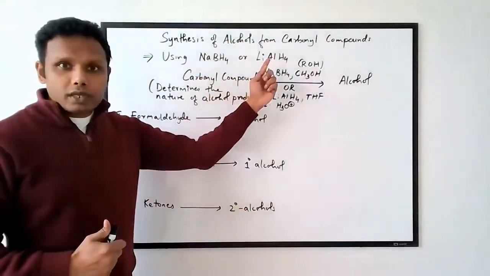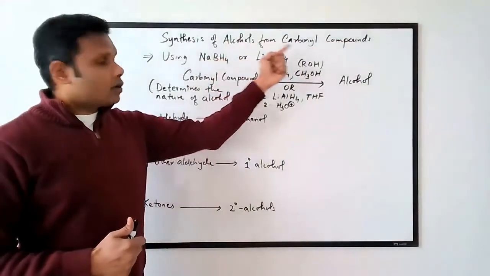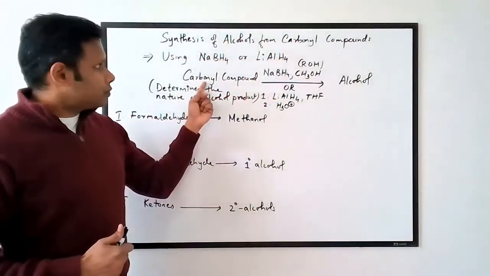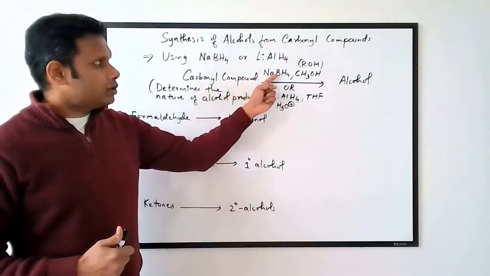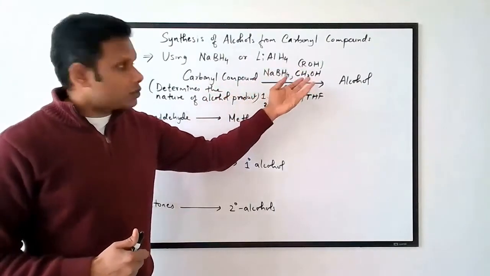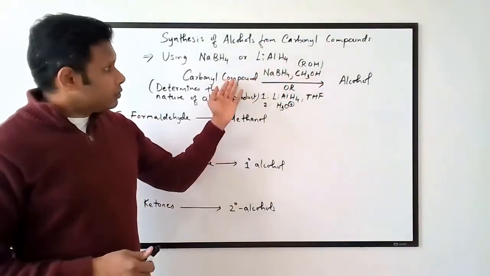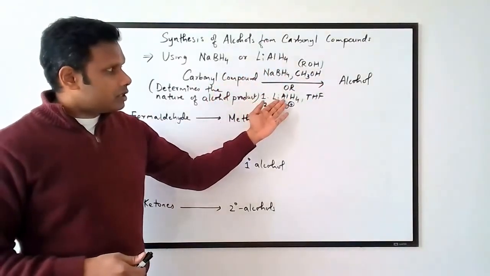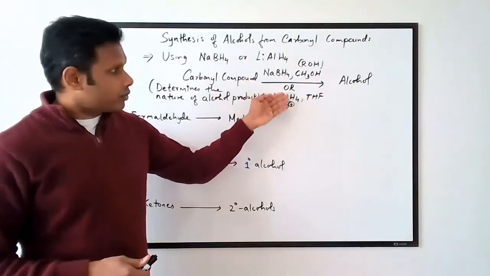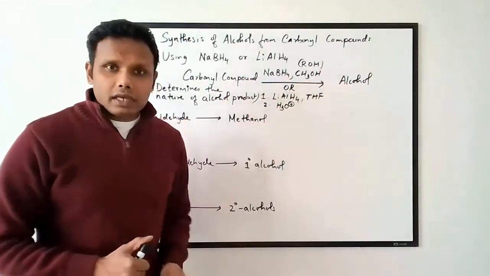Now, both of these reagents are suitable for synthesizing an alcohol from a carbonyl compound because when you react a carbonyl compound with sodium borohydride in a polar protic solvent, for example, an alcohol, or when you react the carbonyl compound with lithium aluminum hydride in THF followed by an acidic workup, your product is an alcohol.